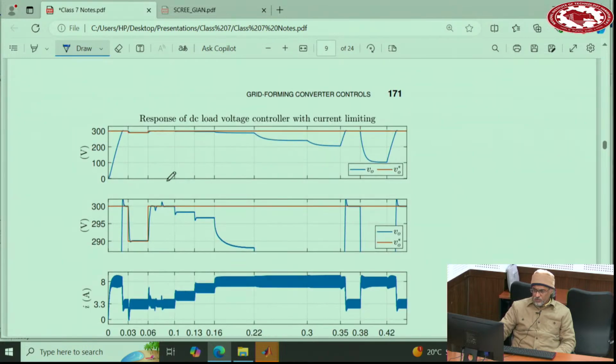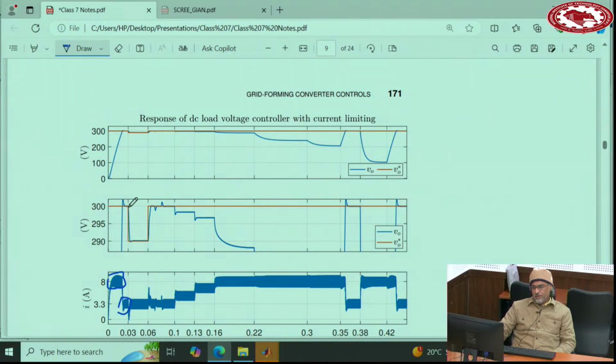Okay, so this is the starting transient when the output voltage is 0, and then it takes some time to go up. During this time that it is going up, if you look at that, it linearly goes up because the current is limited. So it's exactly 8 amperes going to the capacitor, and then linearly the voltage keeps going up. Once it reaches there, the current comes back to the rated 3.3.